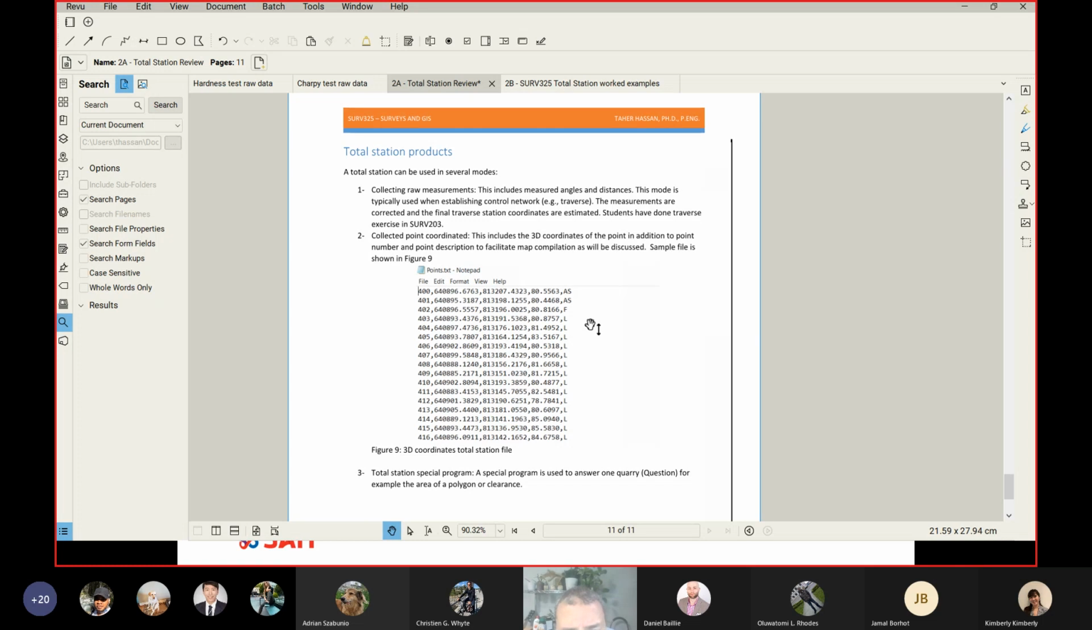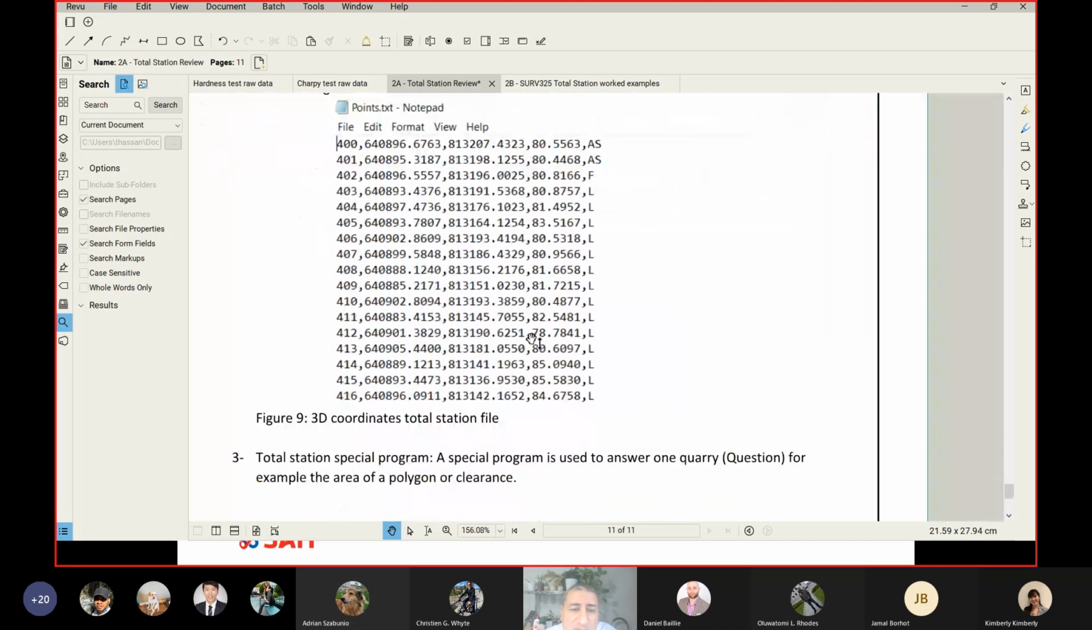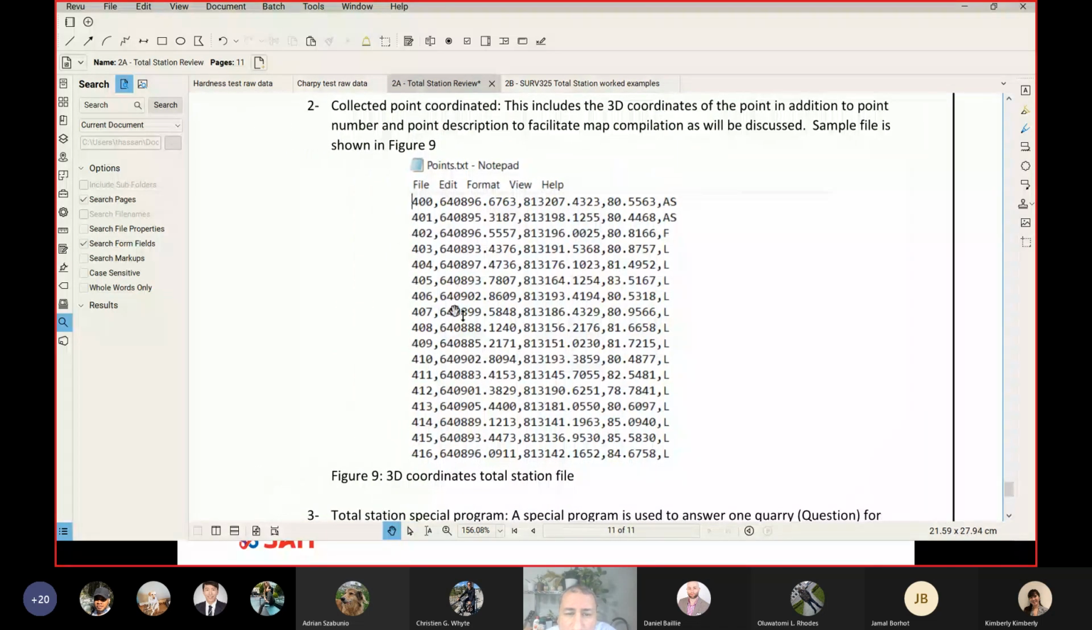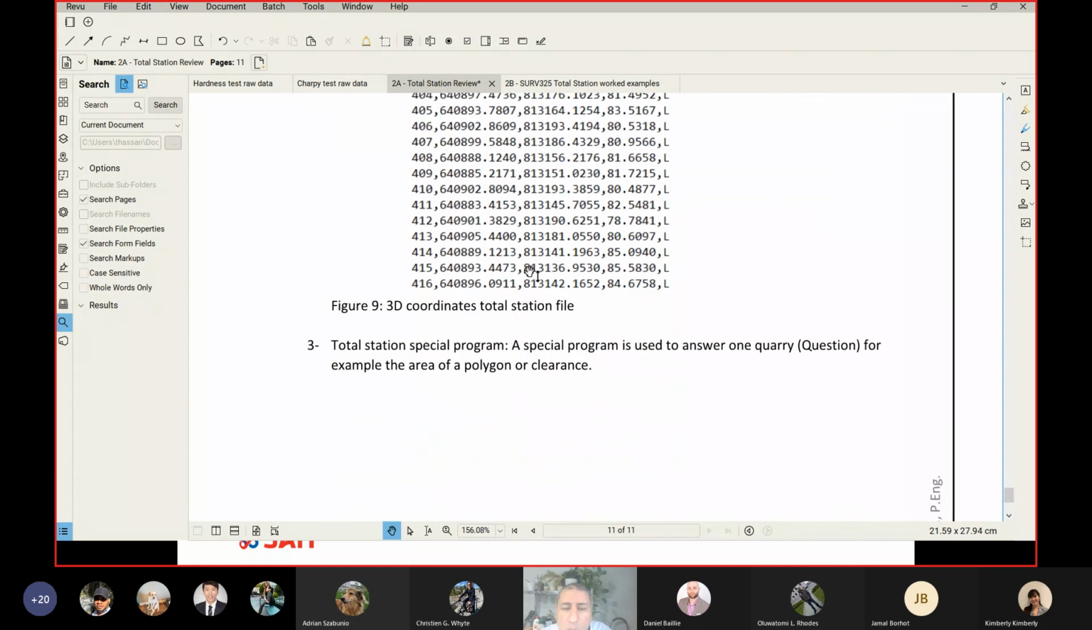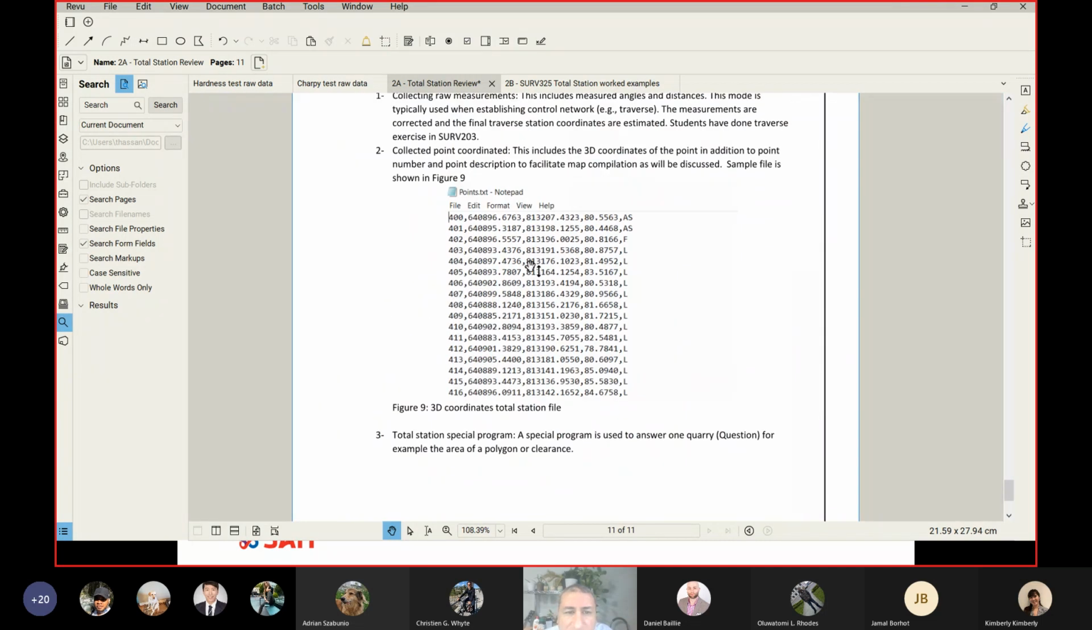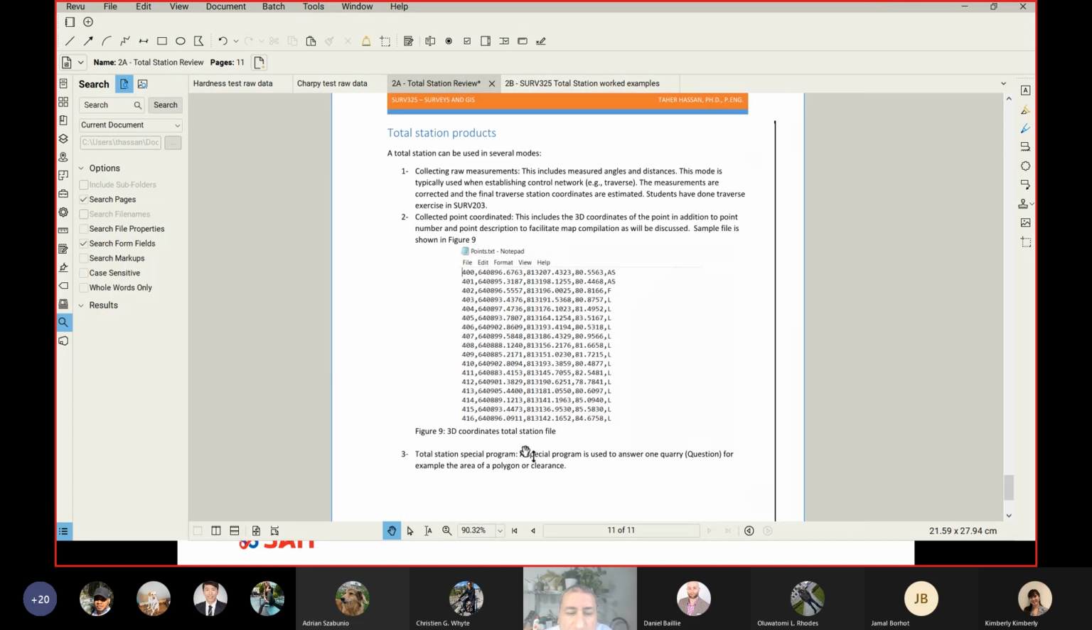So one of the other products that total station can do is it can simply provide you with coordinates. And for example, if I zoom in, this is one of the total station outputs. Okay, and this is something we will start either today or even next class to deal with. So those coordinates are measured using total station, not raw measurements, but processed coordinates. Now, what is the third way that I can use total station for? Here we go.